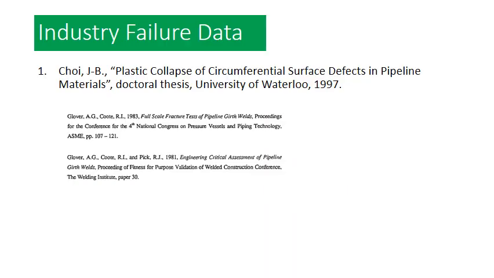Now here's where things get a little bit tricky. I did find some industry failure data. One set of numbers came from Choi, a doctoral thesis from the University of Waterloo back in 1997. And Choi referenced two papers that I am not really able to find. They're fairly old, from 1983. I'm not sure if they would even be available as electronic copies. They're probably buried under a pile of dust somewhere. But Choi referenced Glover and Coote, 1983, and then Glover, Coote, and Pick in 1981. So there's a good pile of information there.